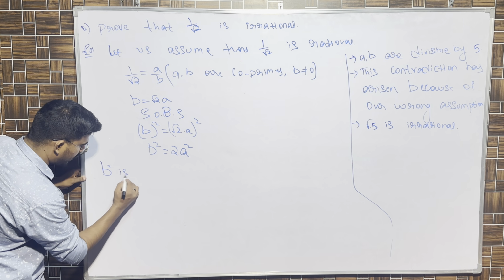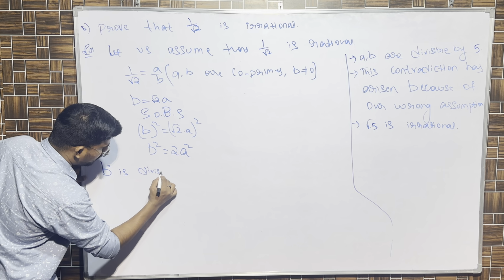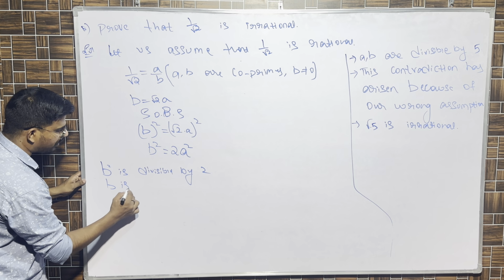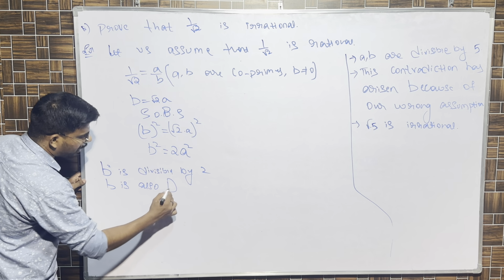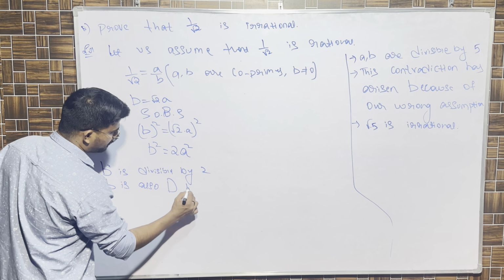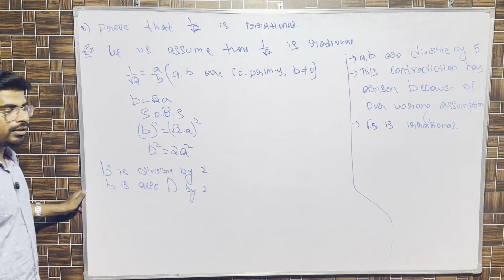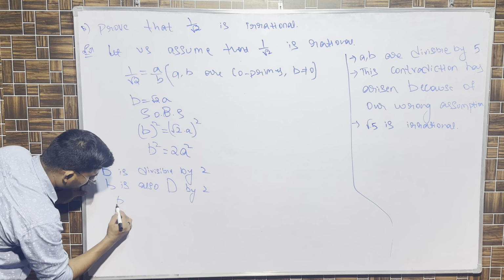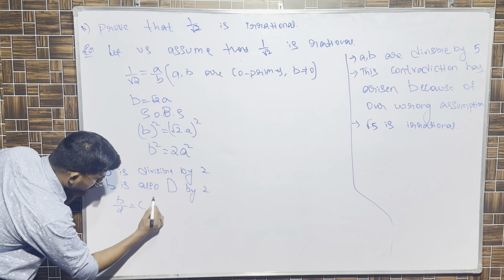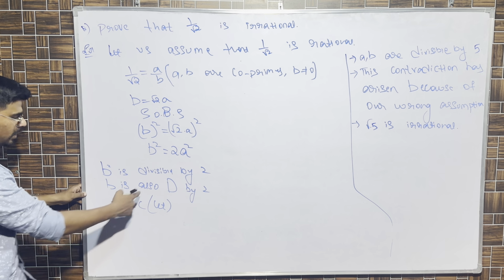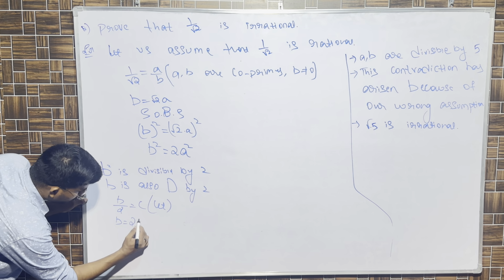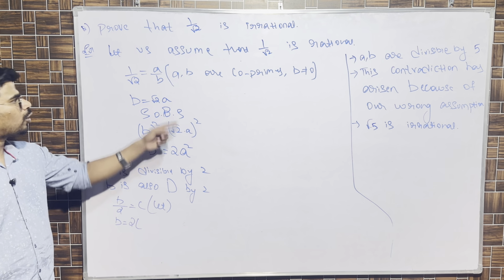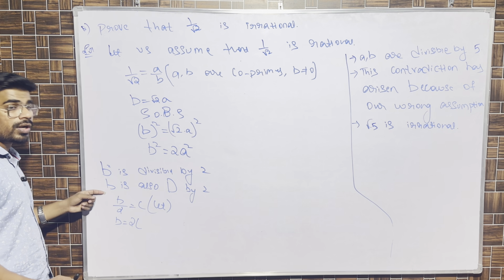B square is divisible by 2. If b square is divisible by 2, b is also divisible by 2. B is also, capital D मतलब समझ जाओ, it is divisible. B is also divisible by 2. Got? Now, so we have to continue from here only. B is divisible by 2. B by 2 is equal to some constant c. B is equal to 2c. Now, I got b square is divisible by 2. In order to prove my contradiction wrong, I have to get a square also divisible by 2.